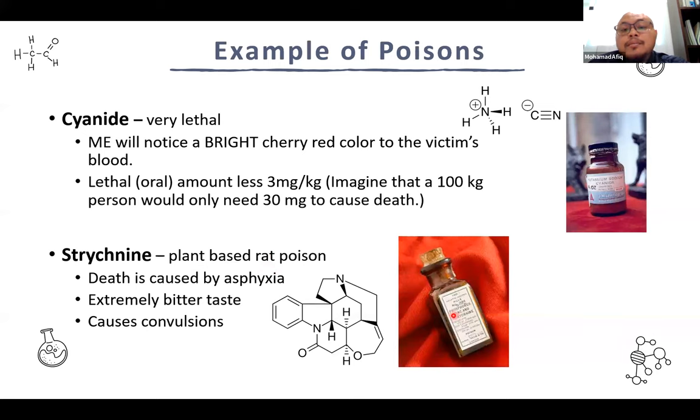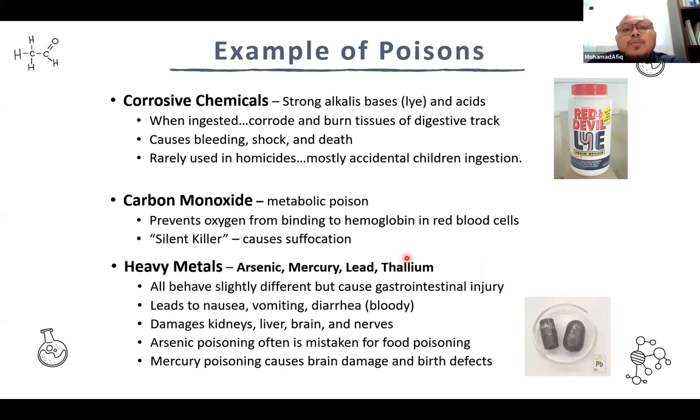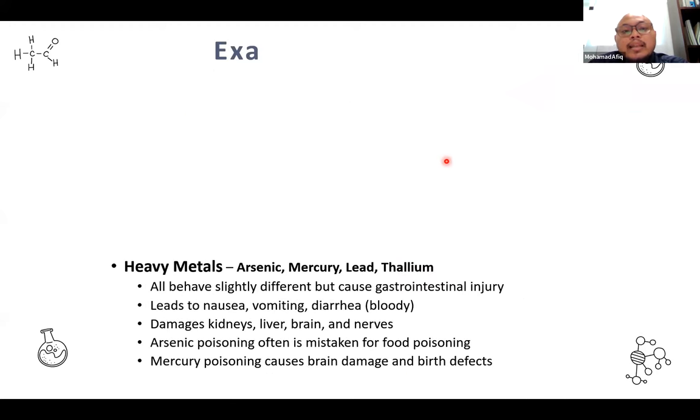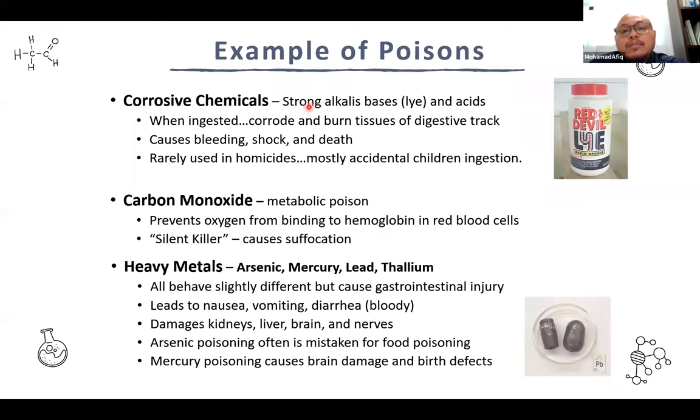basically the rat poison, right? Then we also have corrosive chemicals. Corrosive chemicals are usually made up of ions. And then we also have carbon monoxide compounds, and you can also have heavy metals. So there are a few types. You have organic compounds like this, and then you can also have ions, like the corrosive chemicals, for example, chloride ion. Then you can have the compounds, and then you also have the heavy metals.